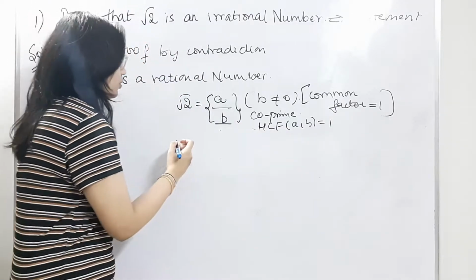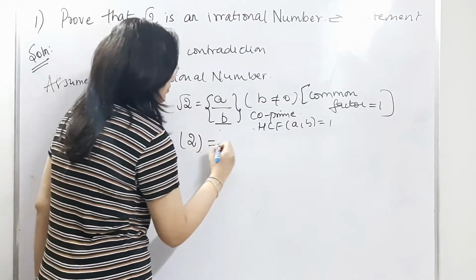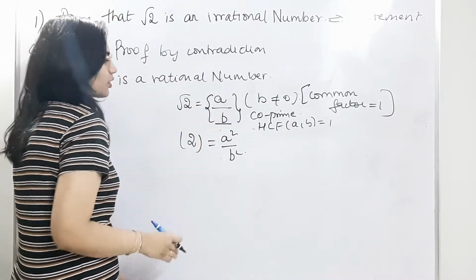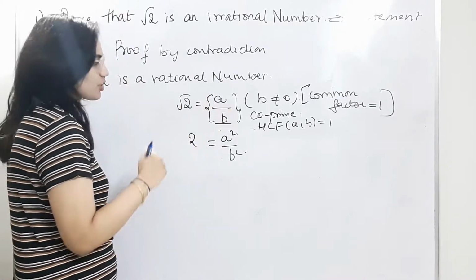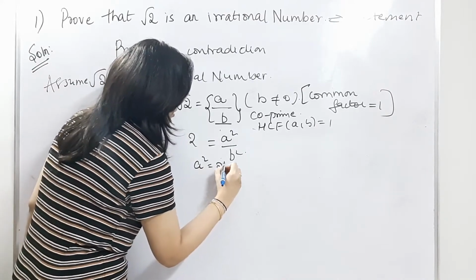We have assumed that a by b is co-prime, or HCF is 1 and there is no common factor. What we need to do is square on both sides to remove this root and simplify it further, as in root 2 is equal to a by b, so 2 is equal to a square by b square, right? I have removed this root and taken the square to that side. So can we not say that a square is equal to 2b square here?